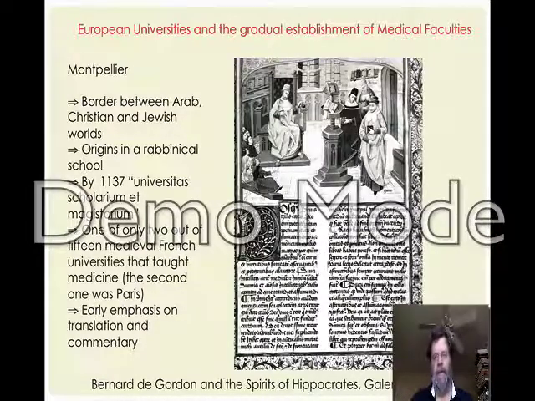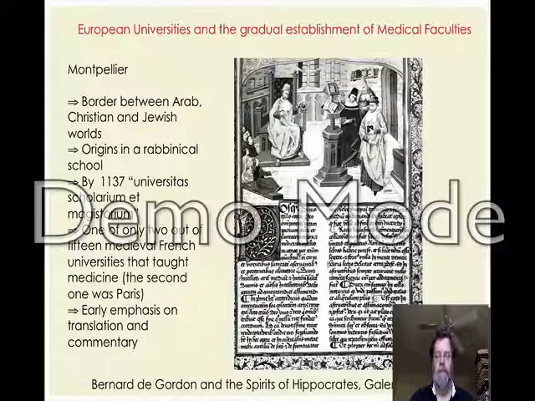The Jews already had the notion of the rabbinical schools, a gradual accumulation of knowledge through texts, and that together with a huge influx of translations from the Arabic led to the establishment of the modern universities. And interestingly enough, in terms of medicine, the earliest universities were all at the border between the Arab and the Christian worlds, whether it's Montpellier in France or whether it's universities in southern Italy and Sicily.